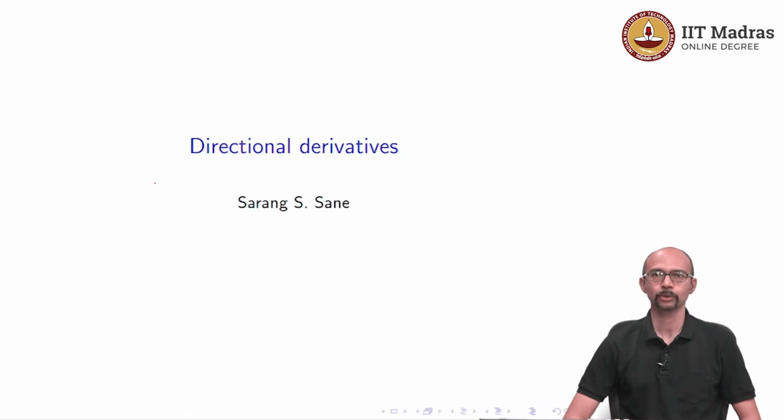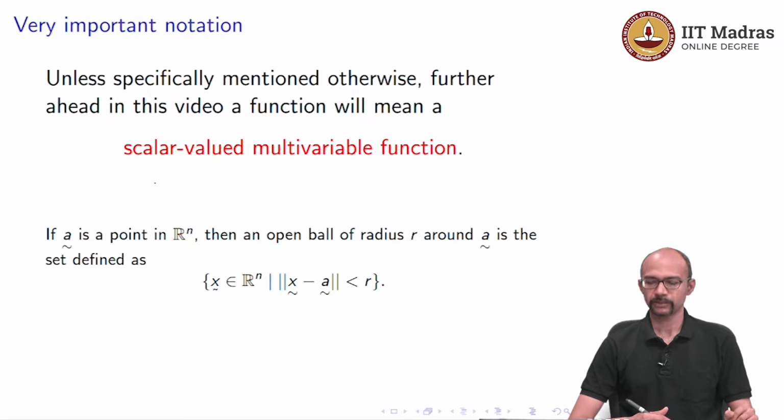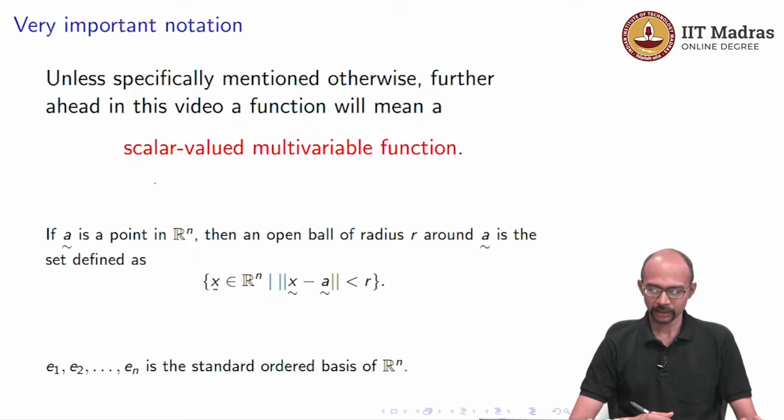So, we have already seen the notion of partial derivatives. Let's recall first some of the notations that we mentioned in the partial derivatives video. Unless specifically mentioned otherwise, in this video also a function will mean a scalar valued multivariable function. If A tilde is a point in Rn, then an open ball of radius R around A tilde is the set consisting of those points x such that the distance of the point x from A is less than R. And finally, E1, E2, ..., En is the standard ordered basis in Rn.